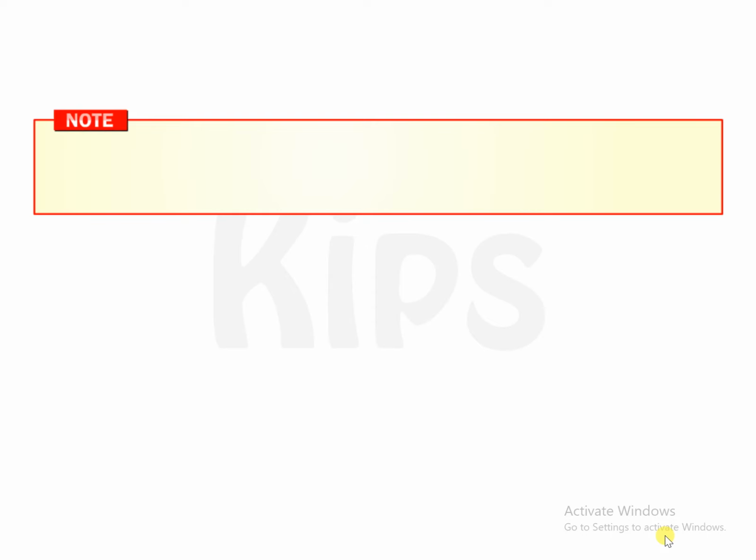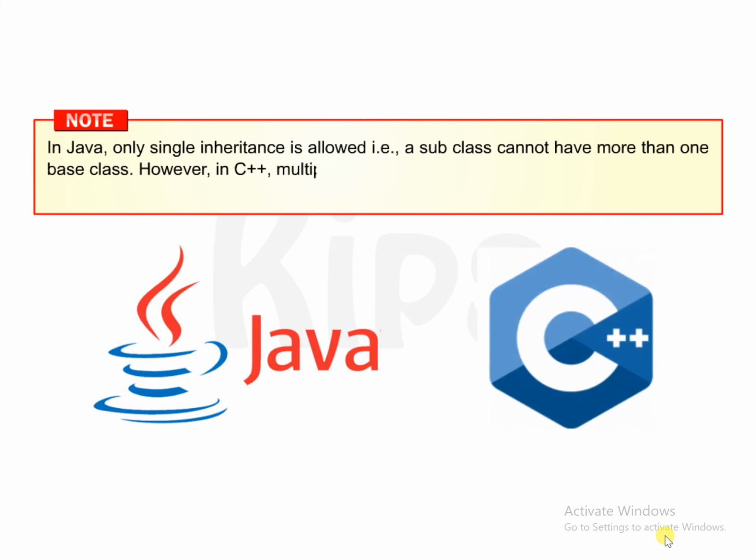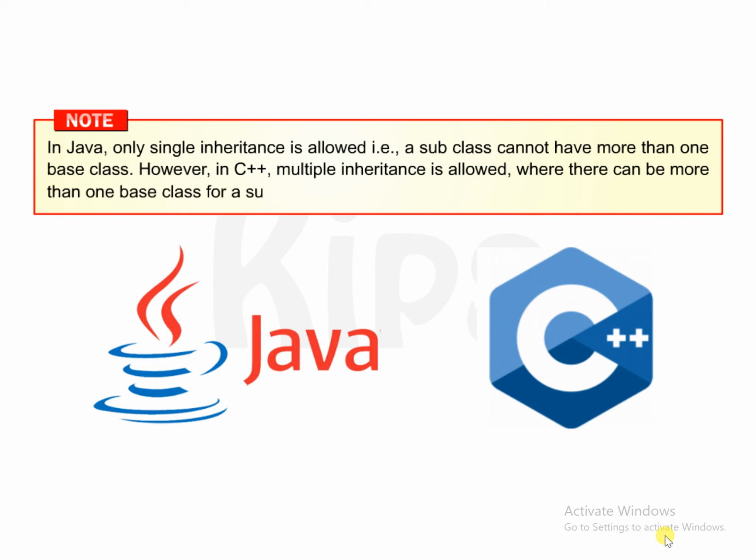Okay, students, know that in Java, only single inheritance is allowed. That is, a subclass cannot have more than one base class. However, in C++, multiple inheritance is allowed, where there can be more than one base class for a subclass.